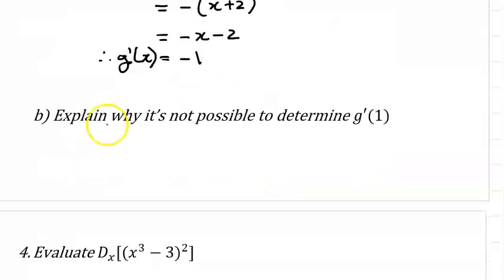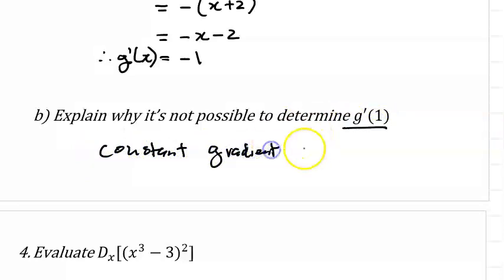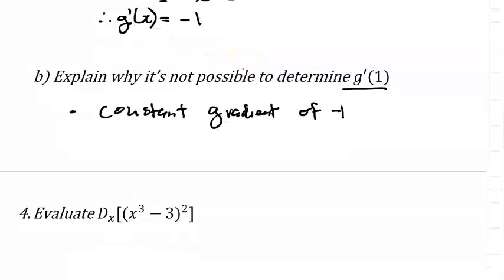So it's saying here, explain why it's not possible to determine g prime 1. Well, here we're not going to get a gradient at a point, so our gradient is going to be constant. We're going to get a constant gradient of minus 1 throughout. So it's not possible for us to get g prime 1 because we don't have any x terms for us to substitute.